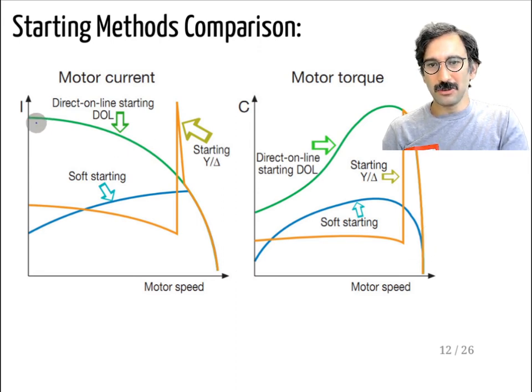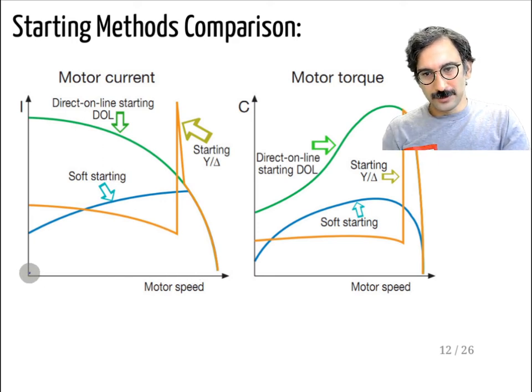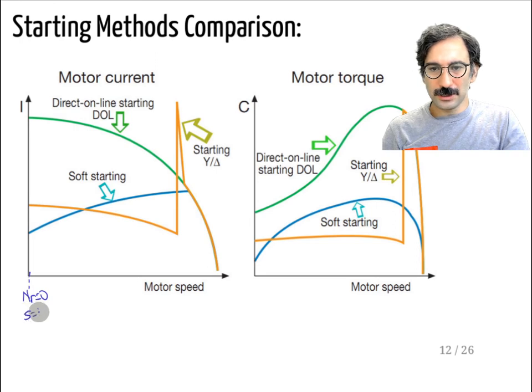Okay, and if you look at current versus speed, at n_r equal to 0, here slip is equal to 1. Okay, so rotor speed is 0.